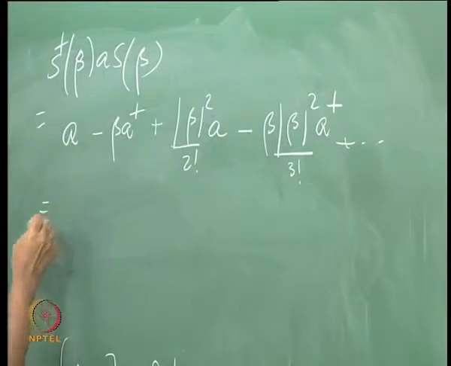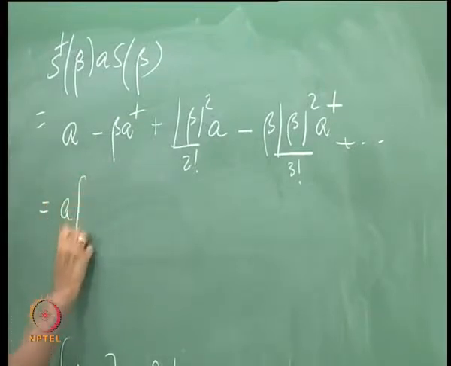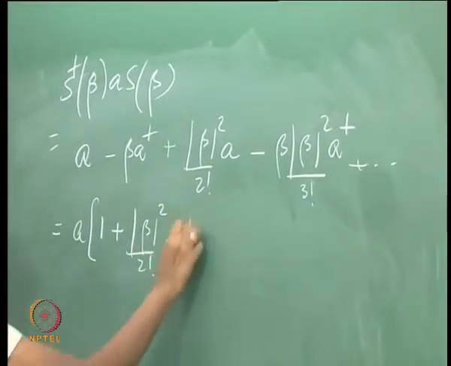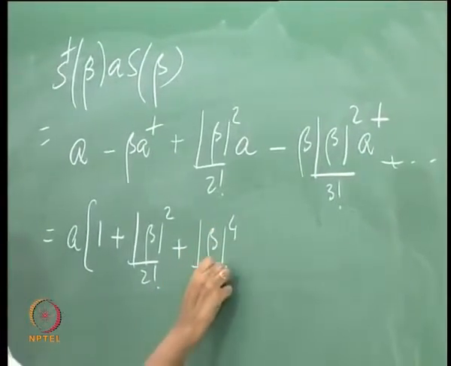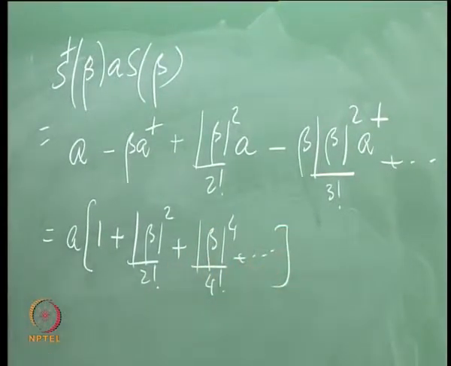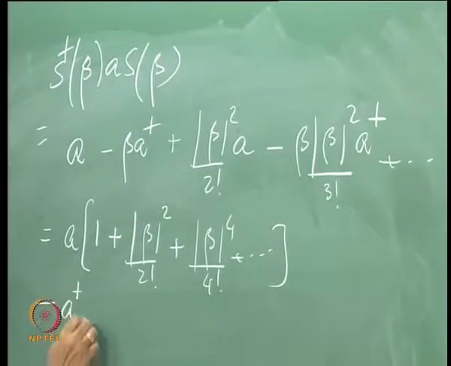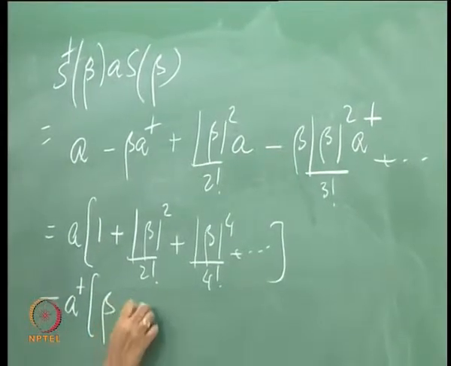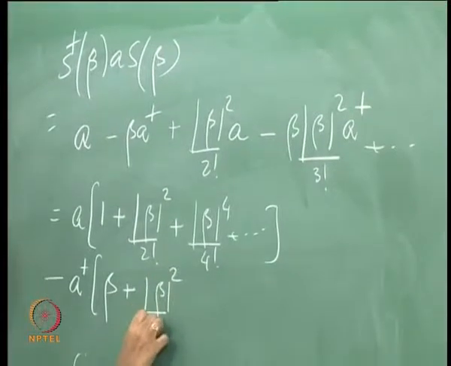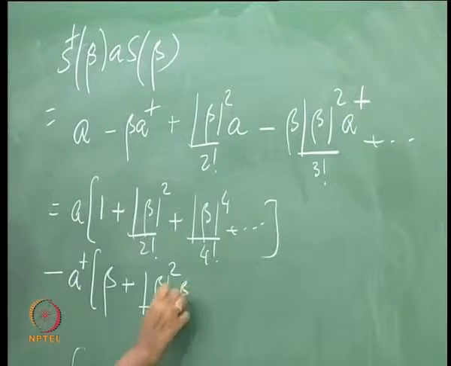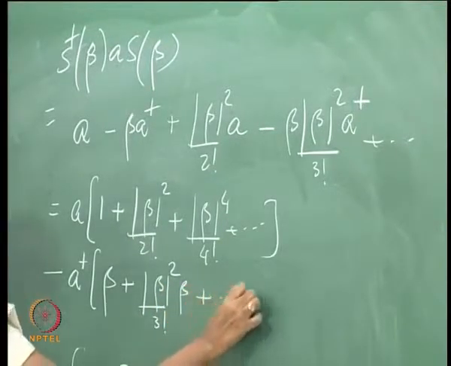So clearly there are terms multiplying A and there are terms multiplying A dagger, and it should be possible now to do the following. You can write this as A times 1 plus mod beta squared by 2 factorial plus mod beta to the power of 4 by 4 factorial plus so on, minus a dagger beta plus mod beta squared by 3 factorial times beta plus so on.